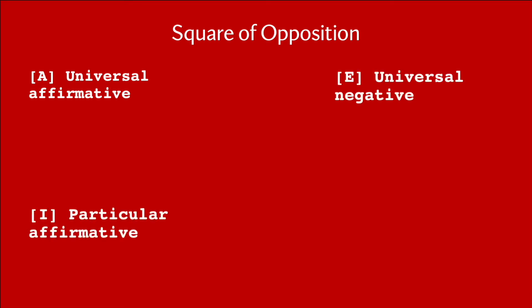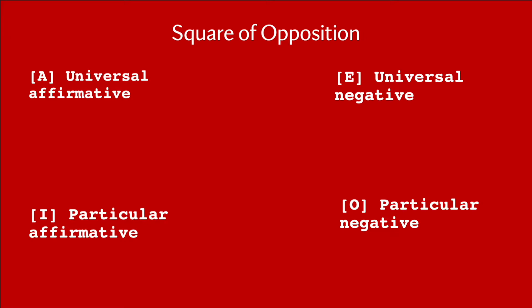Now, you must recall from our video on interpretation that there's such a thing called the square of opposition. According to the square of opposition, there are four kinds of propositions. There's the A proposition, which is the universal affirmative proposition, the E proposition, which is the universal negative proposition, the I proposition, which is the particular affirmative proposition, and the O proposition, which is the particular negative proposition.